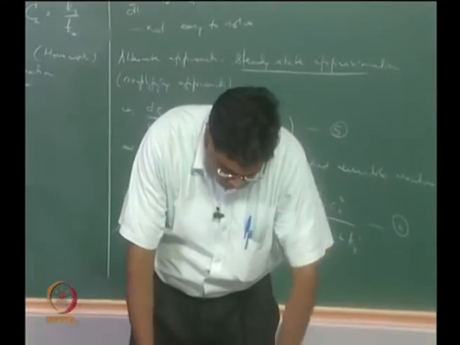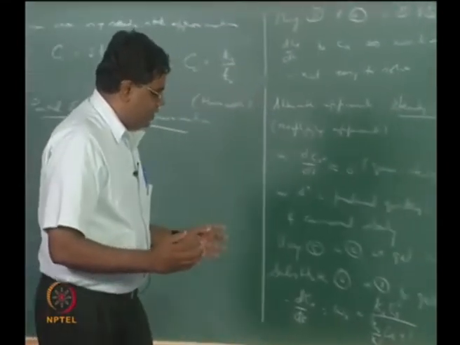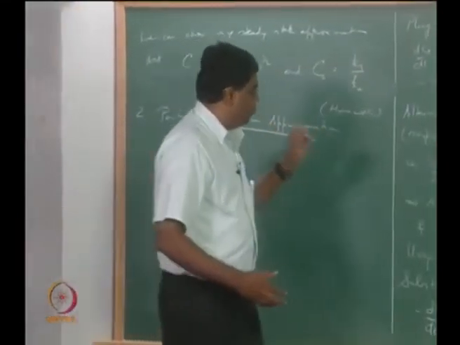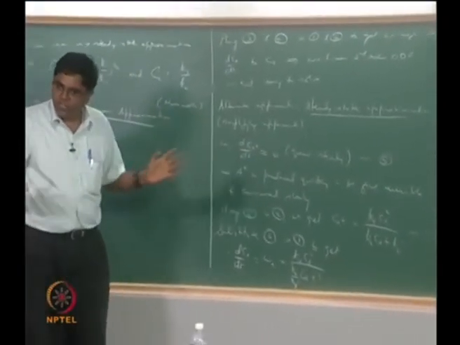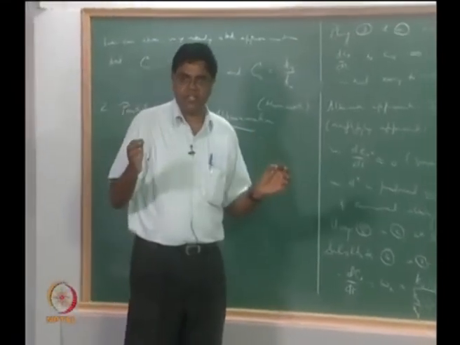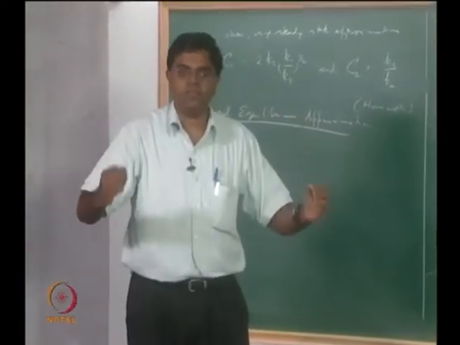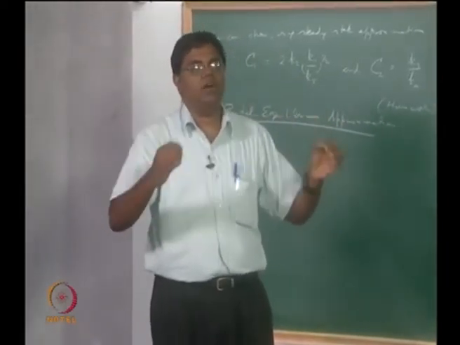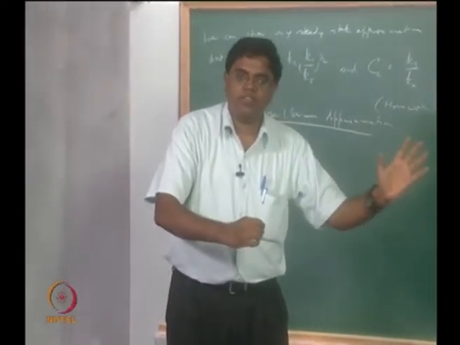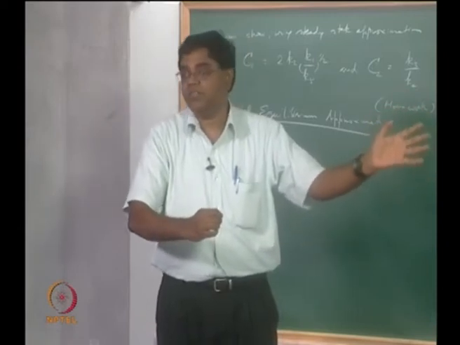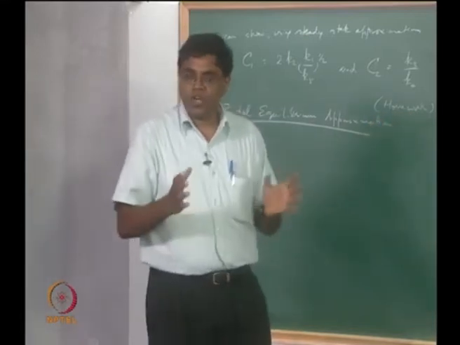Partial equilibrium approximation. Now this is a bit different from what we have done for the steady state approximation, but effectively leads to the same idea. The idea here is we want to try to get algebraic expressions for concentrations of intermediates as a function of concentrations of stable species, doesn't have to be reactants. So this is our goal.